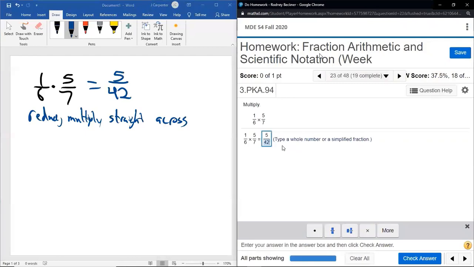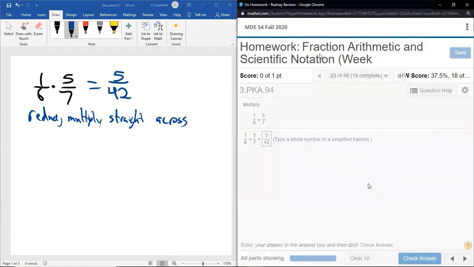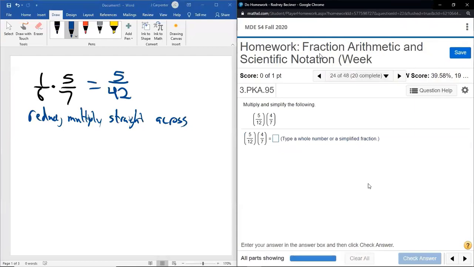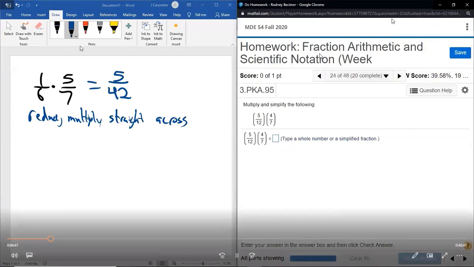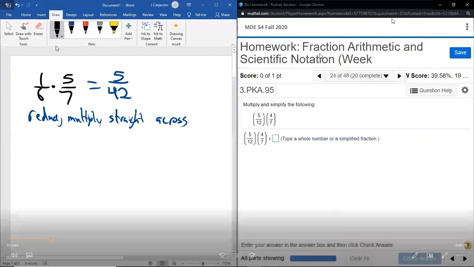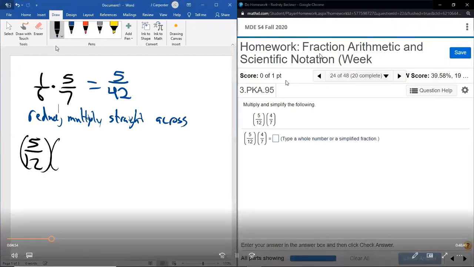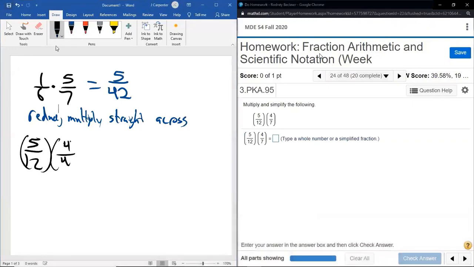5/42. Checking my work. We got it right. Easy as pie. This one, we got 5/12. Now they put it in parentheses, then 4/7. 4/7. That's what happens when you write and think at different speeds and talk.